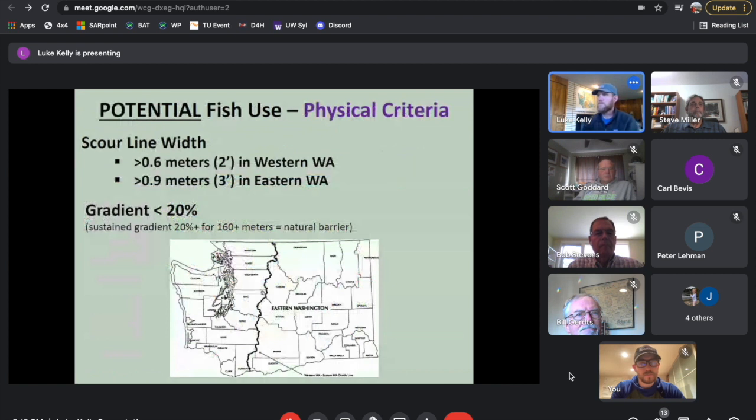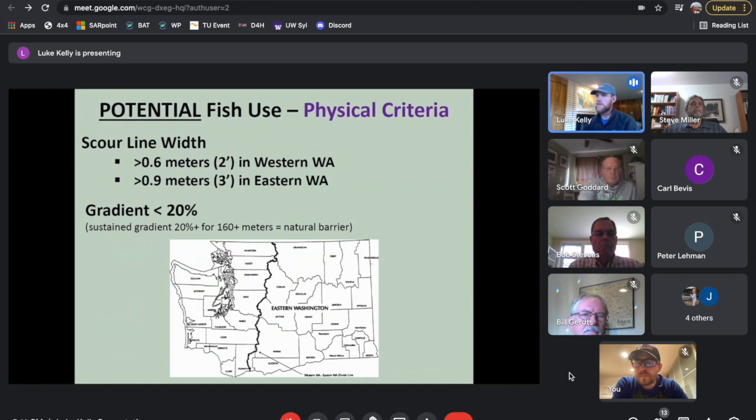Okay, now we're moving to physical criteria. So you don't see fish. It's not on the map. It's either a no fish or it's not on an NHD or what have you. So you have to use physical criteria. As you can see here, Eastern and Western Washington have different thresholds on stream width. And again, we're talking about scour line width, not bankfull width. Bankfull width is an important metric when thinking about streams and our culverts, but we're really talking about scour line width. So there's a little bit of a refresher coming up on that.